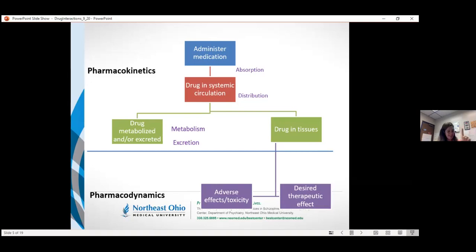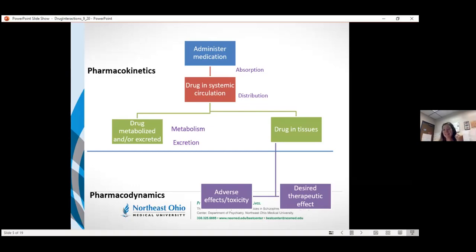So absorption, getting it into the blood, distribution, getting it up to the brain, but then it is a foreign entity. So the body needs to do something with it. So it oftentimes will metabolize it. So it changes the drug itself so that it can then excrete or eliminate that agent. All of that is our pharmacokinetic component.